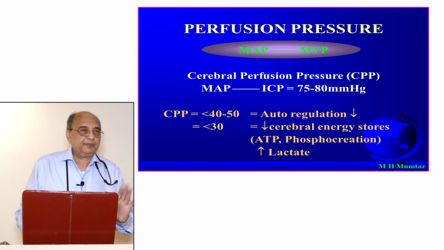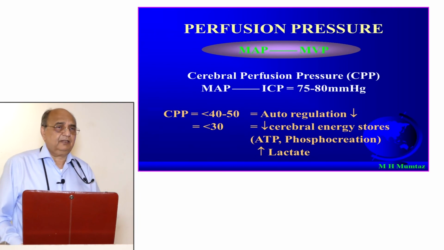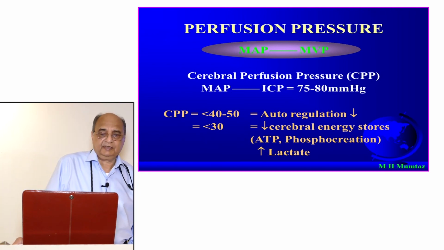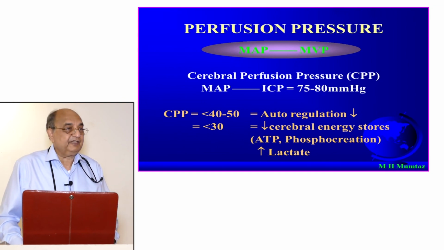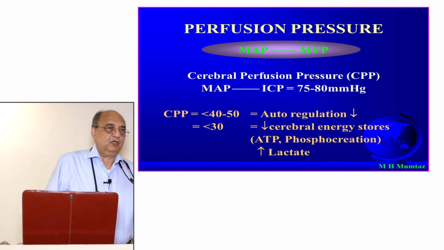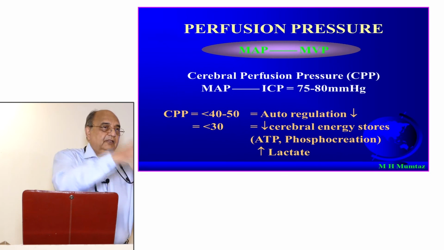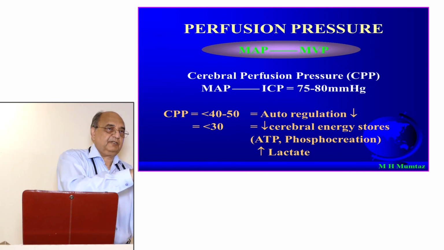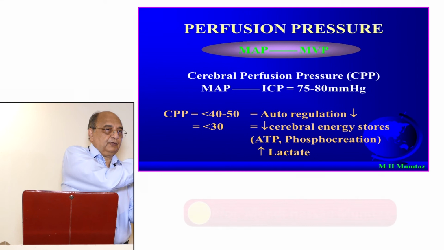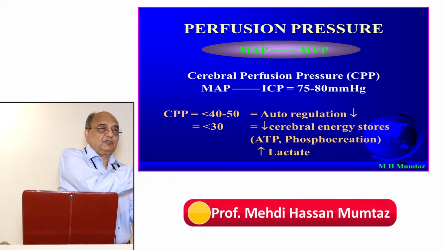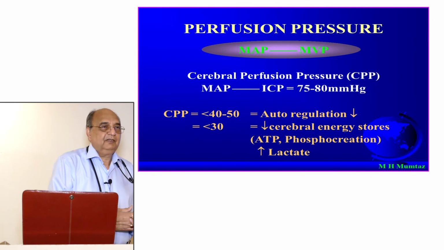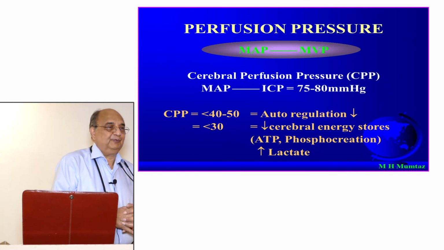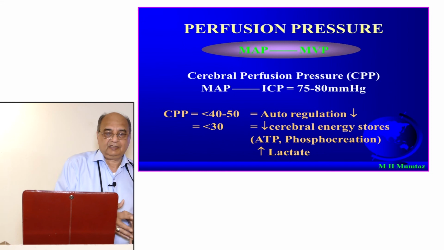Now, in every organ, perfusion pressure is mean arterial pressure minus mean venous pressure. That is how it is, right? There is an organ, blood comes to it under some pressure, this is called mean arterial pressure. Then venous drainage happens, that is the mean venous pressure. The greater the difference, the more will be the flow. The less the difference, the less will be the flow. And that will cause a problem.